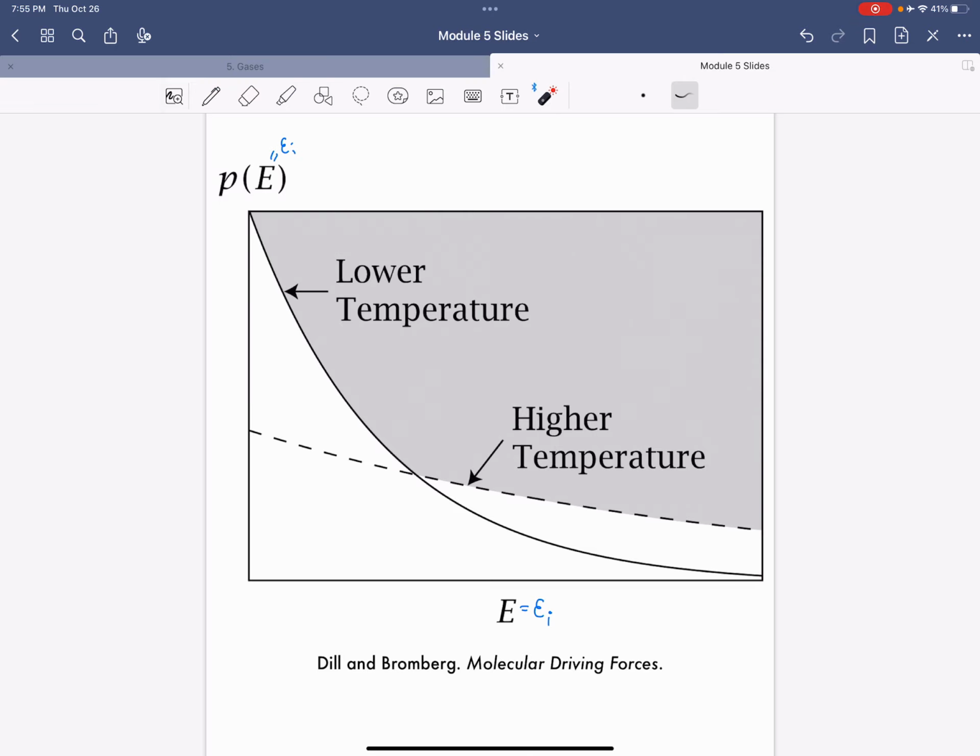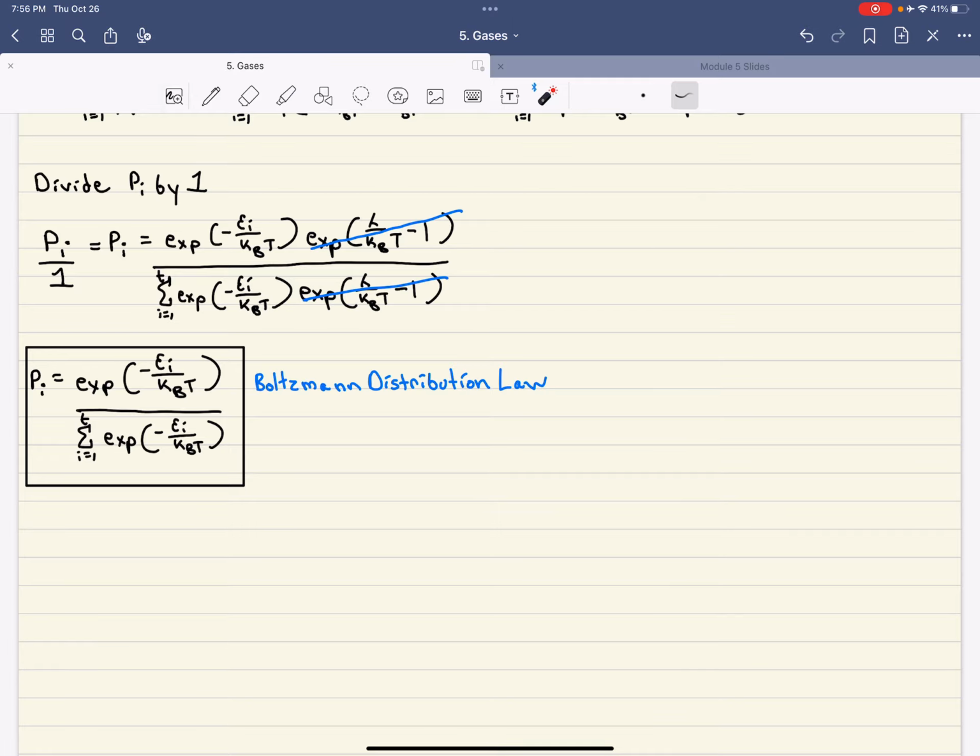All right, and so when epsilon i is low, that's our lowest energy level, and if we stick to this curve, at lower energy levels the probability that a particle is in those lower energy levels is higher. And as we increase the energy level, that probability decreases monotonically. There's an exponential decay. And so that part's general. But what's interesting here is in the equation, not only do we see the dependence on the energy level, we also see the dependence on temperature as well.